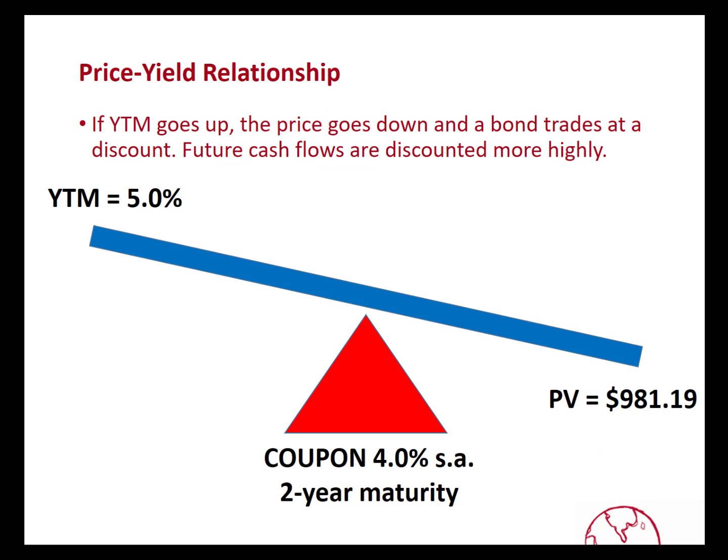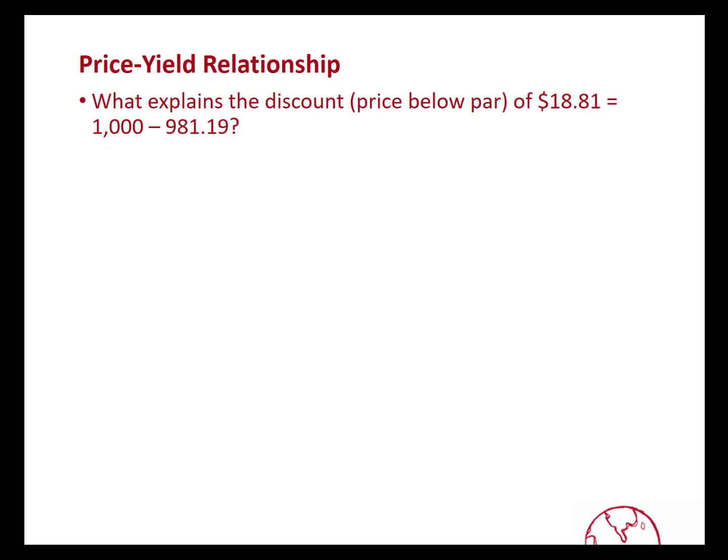Okay, so if the yield to maturity goes up, the price goes down and a bond will trade at what we call a discount to its face value. Why? Well, it's because the future cash flows that are going to be received are being discounted at a higher rate, namely at the higher yield to maturity. And so they're going to be worth less in today's dollars. So what explains that discount or price below par of $18.81?